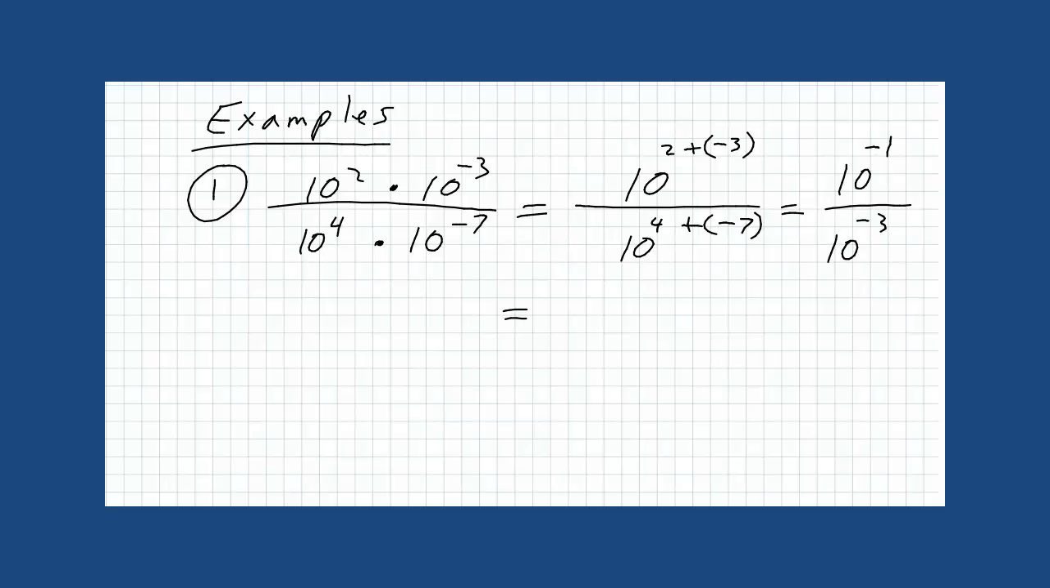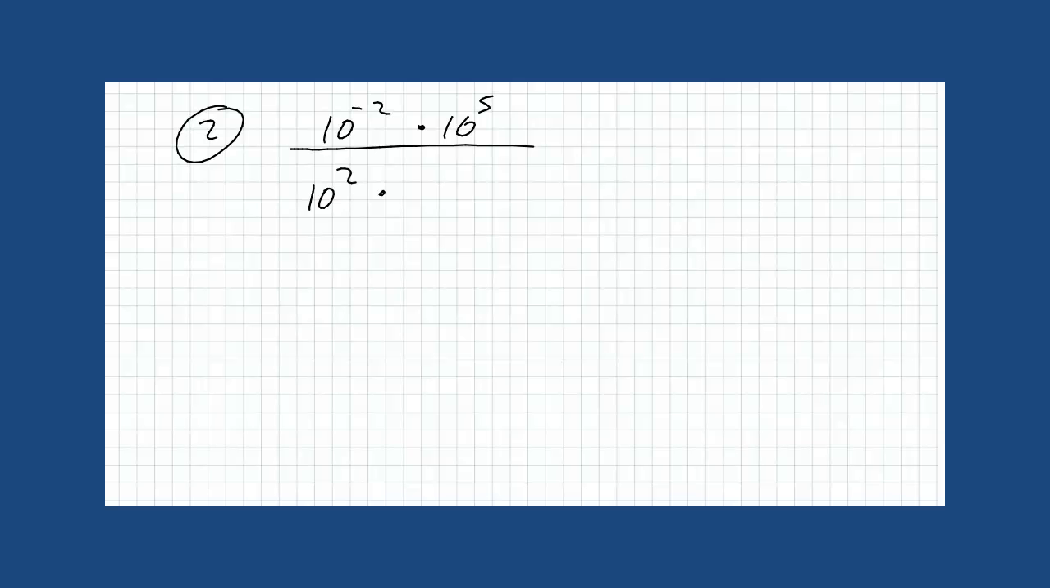Apply the rule for division. 10 to power negative 1 minus negative 3. This is equal to 10 to power negative 1 plus positive 3. And as a final answer, we will have 10 to power positive 2. A final example, 10 to power negative 2 times 10 to power 5 over 10 to power 2 times 10 to power negative 5 times 10 to power 8.